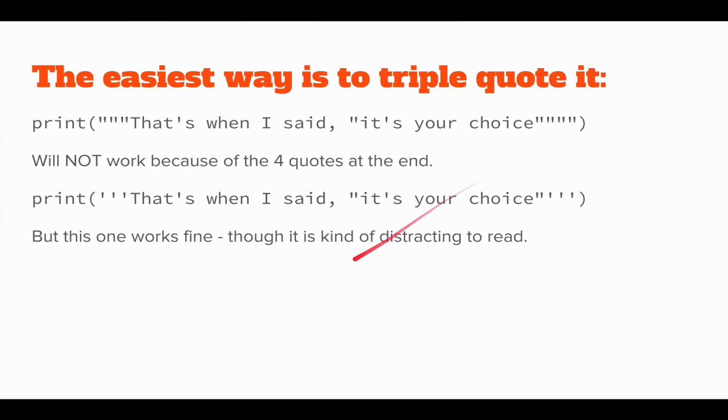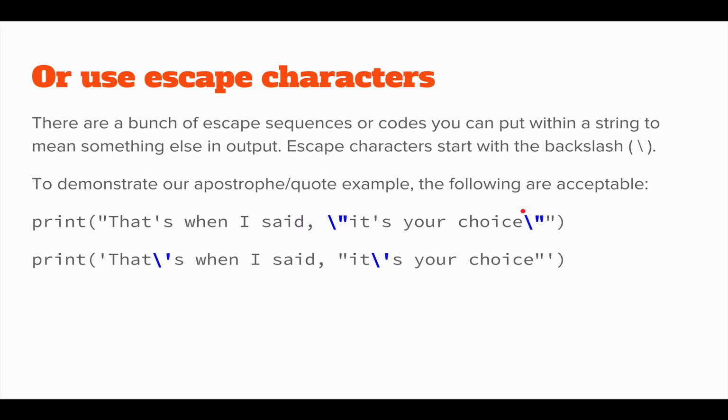This is not the only way to accomplish the goal. It works, but it's a little distracting to read. And typically, the triple quotes are only reserved for when there's a new line within the string. That's when we introduce escape characters. These two characters in sequence, a backslash and then a quote, or a backslash and a single quote, will print the character that you're escaping.